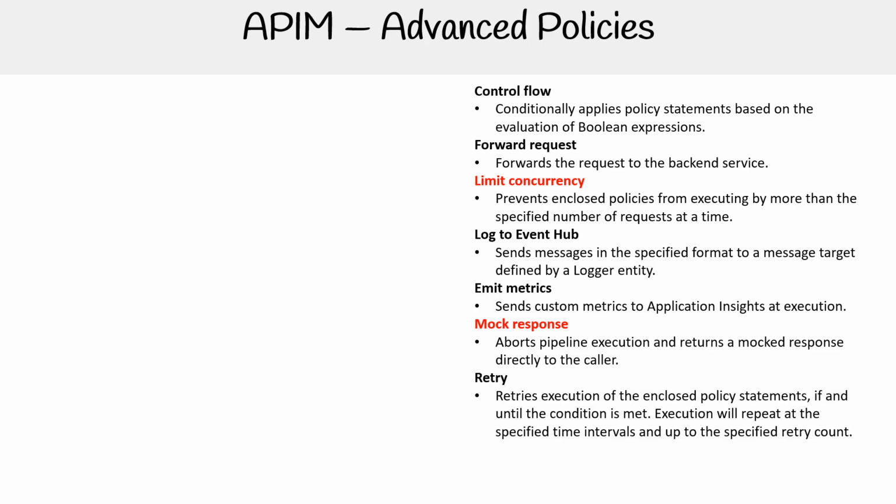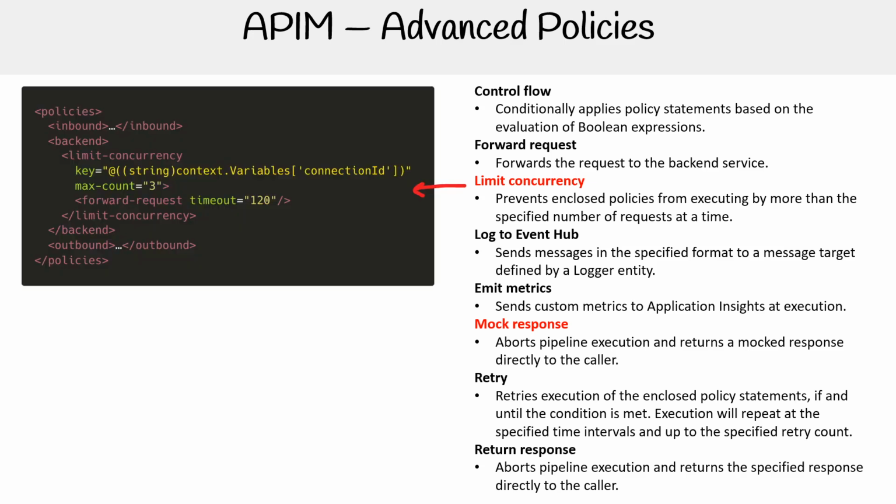Retry, retries execution of the enclosed policy statements, and if and until the condition is met, execution will repeat at the specified time intervals and up to the specified retry count. Return response, so aborts pipeline execution and returns the specified response directly to the caller. Let's take a look at limit concurrency. That seems like a good one to have. So here we have an inbound, and then we define our backend. We set our limit concurrency. It's setting the forward request to a timeout of 120, so prevent enclosed policy from executing by more than the specified number of requests at a time.